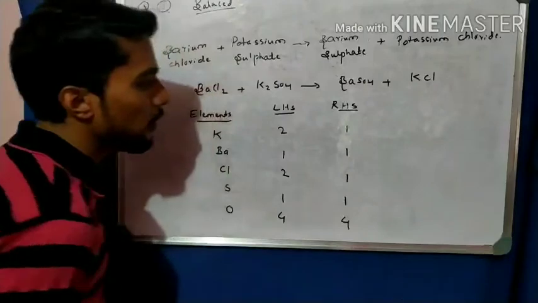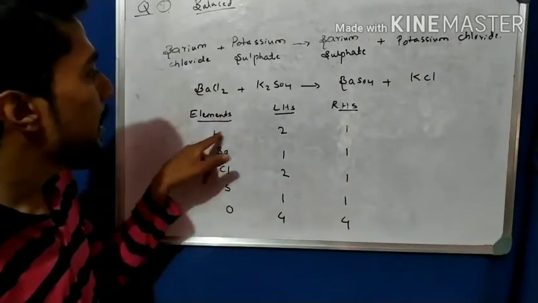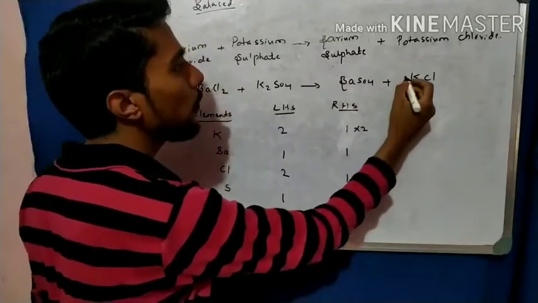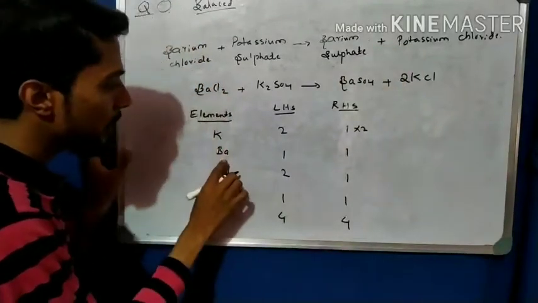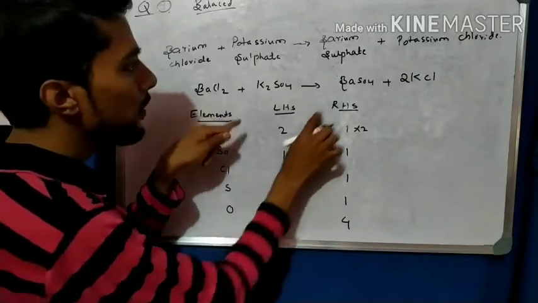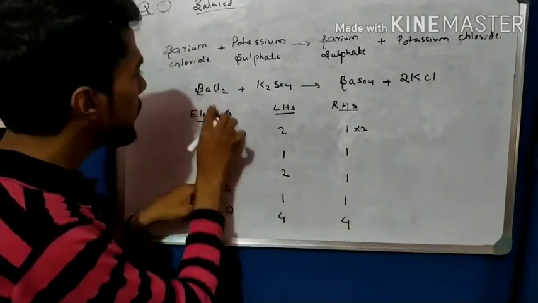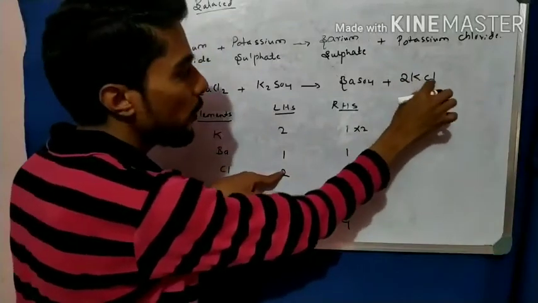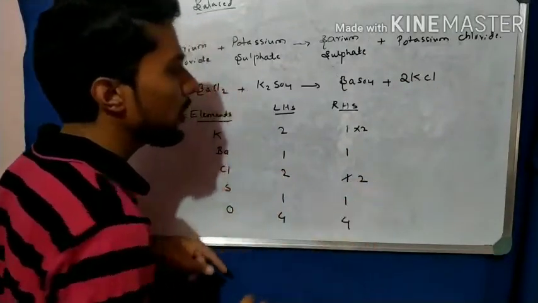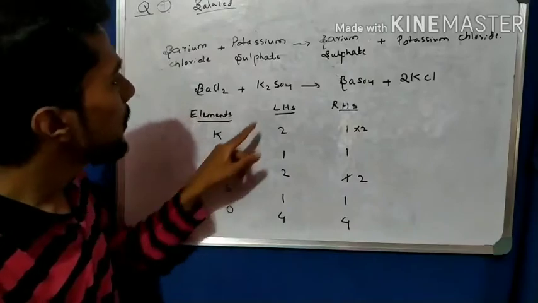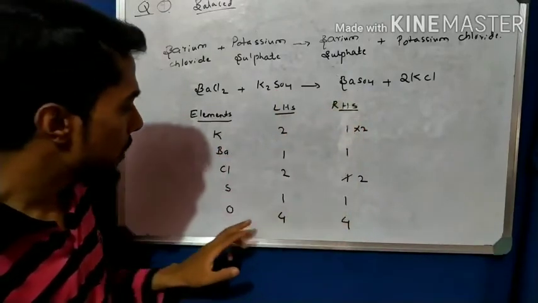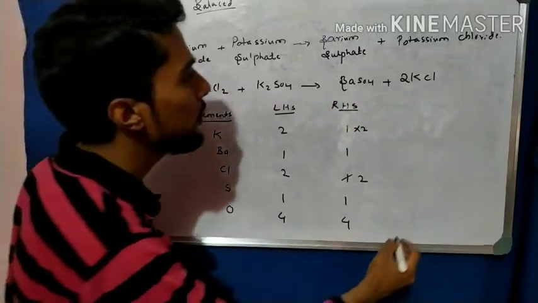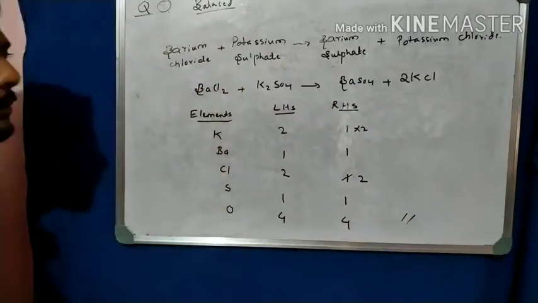Right. Now we have to balance K. K2 means here 2, simple, KCl into 2 on the RHS side. So what? Ba is 1, Ba is 1. Cl is 2, Cl is 2. Again balanced, automatically balanced. Now S is 1, S is 1, balanced. O is 4, O is 4, balanced. So it is simple. It is the balanced chemical equation.